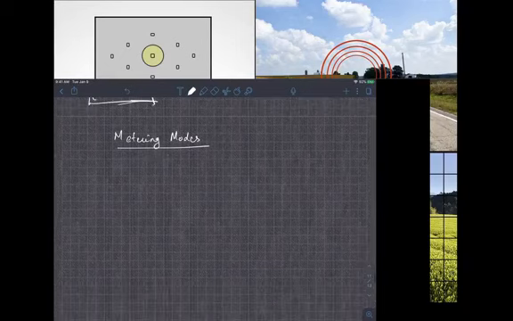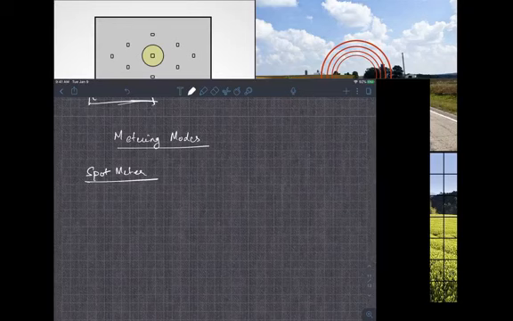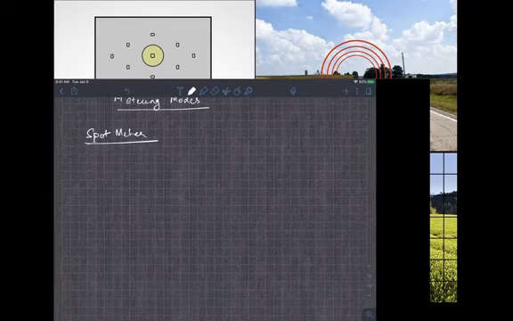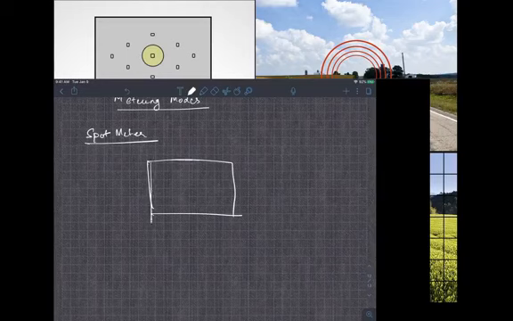Okay, metering modes. So let's look at the simplest one, the spot meter. So what is a spot meter? If you look through the viewfinder of your camera, it'll look something like this. You'll have some focusing brackets here, and you'll have some information here, right? So this is the information that you'll have.